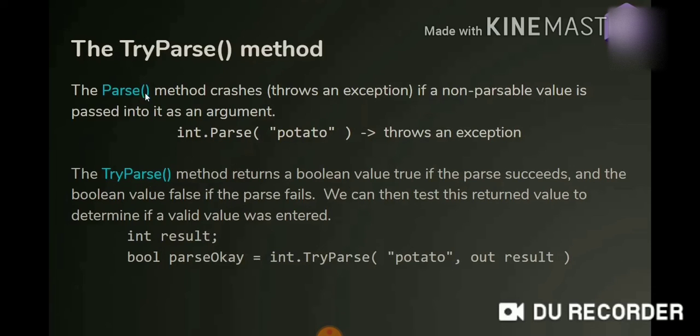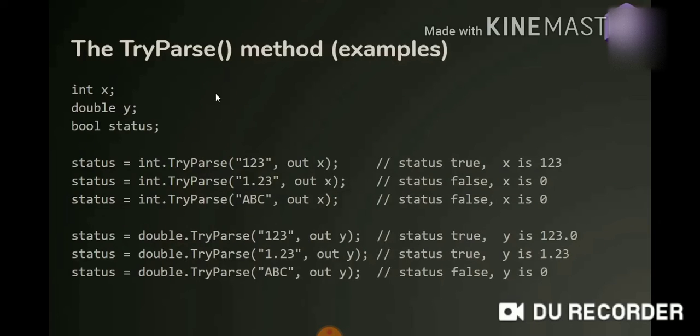The TryParse method is an alternative to the parse method. What the TryParse method does is return a boolean value true if the parse works, and return a boolean value false if the parse fails. So we can use this syntax to test an input to see whether I can convert it to a number or not. It won't end our program. Now the output, instead of being directly returned from the method, the number is actually written through this out parameter here.